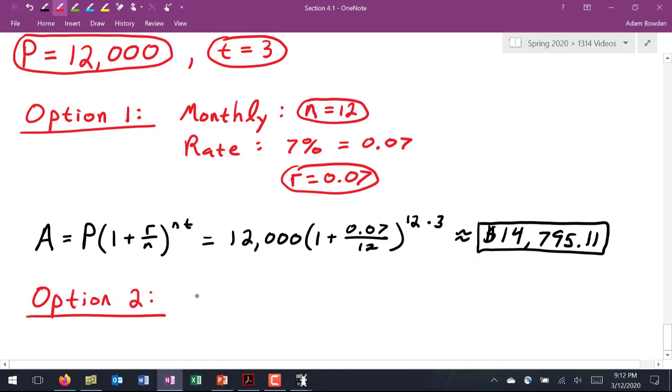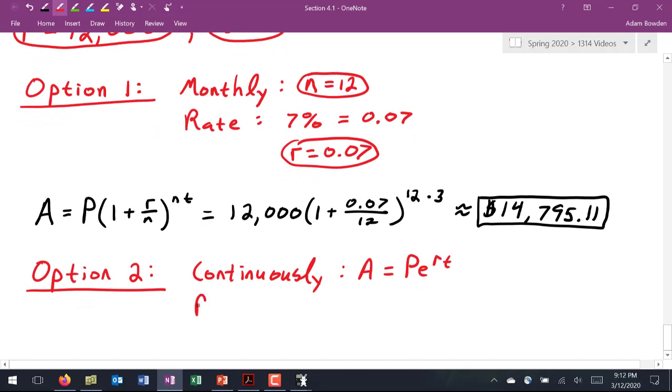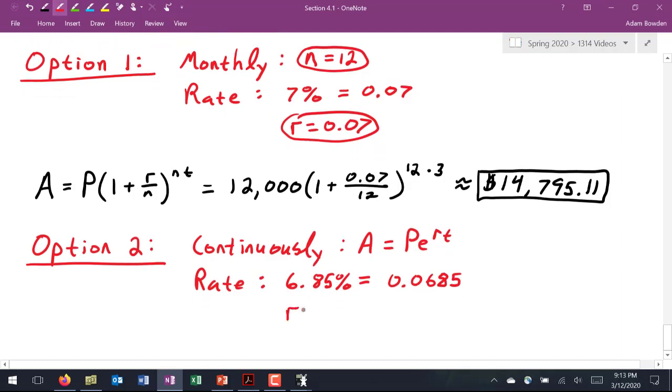If we go to option 2, that's going to be continuously. So again, continuously, we need to use a different formula, PE to the RT. It also tells us a different interest rate for this one. It's a lower interest rate of only 6.85%. So if we change that into a decimal, 6.85% would go 0.0685. So R would be 0.0685.